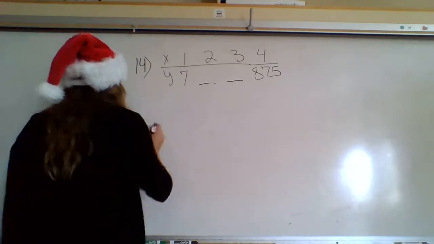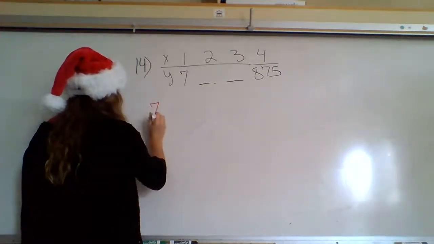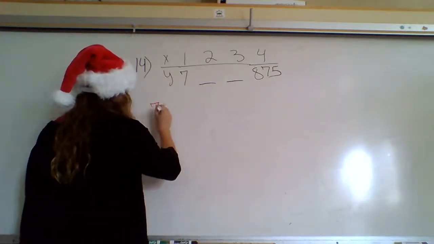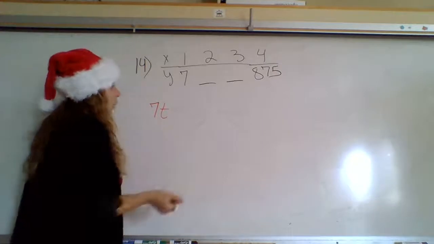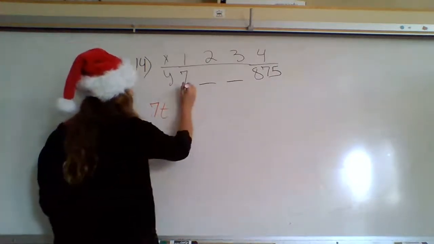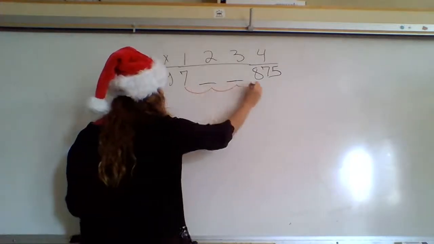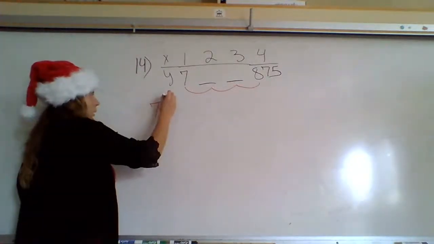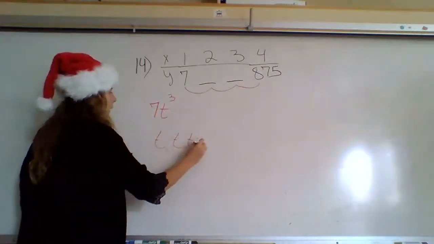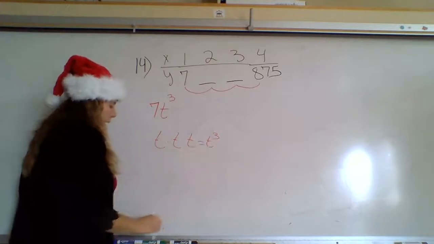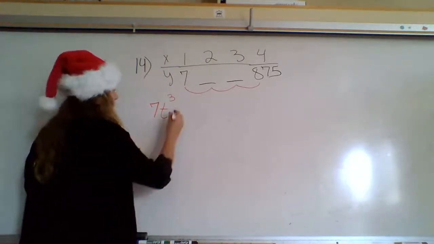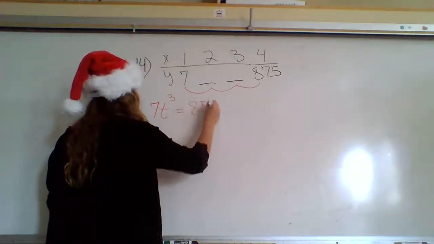So, starting with 7, pick a letter, any letter you want. I'm going to go with T. All right. Geometric. That means we're multiplying by T over and over and over and over and over. So I'm multiplying by T 1, 2, 3 times. Right? Because T times T times T, T cubed. Okay, and that should be equal to 875.